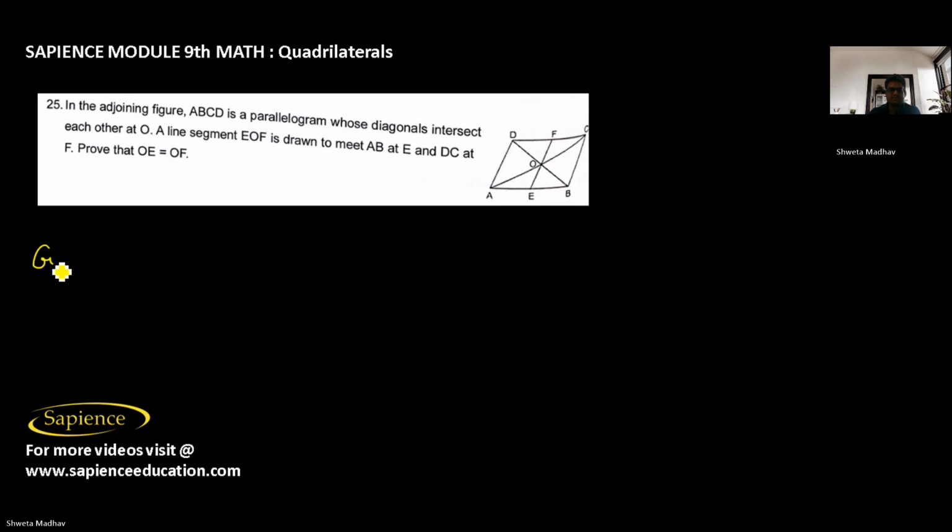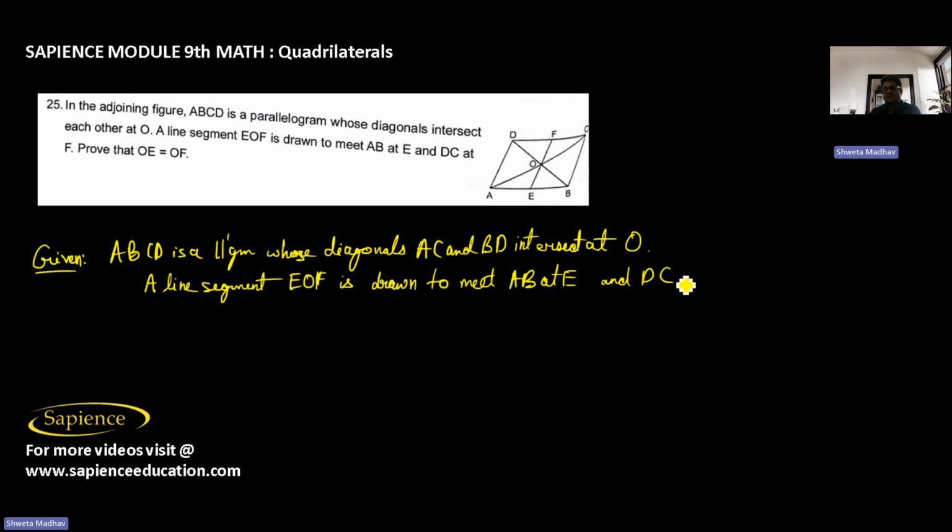You have to write what is given. It is given that ABCD is a parallelogram whose diagonals AC and BD intersect at O. Then a line segment EOF is drawn to meet AB at E and DC at F. We have to prove that OE equals OF.